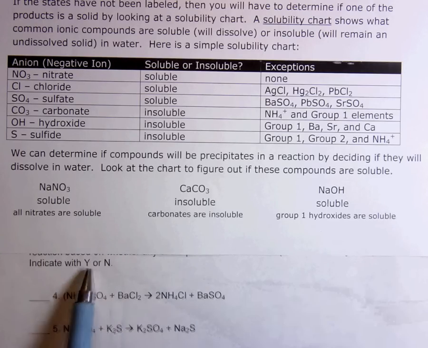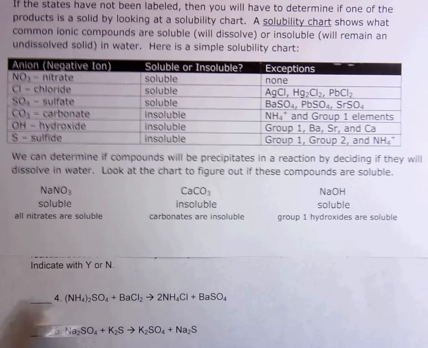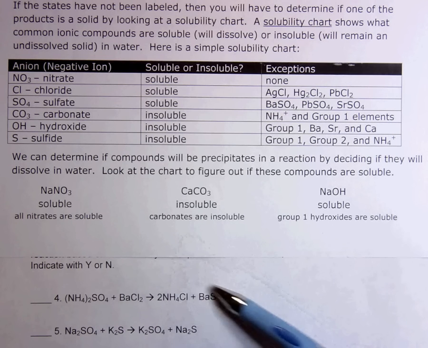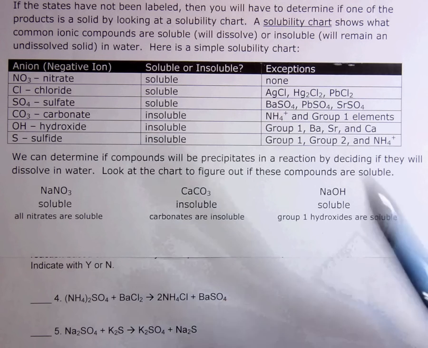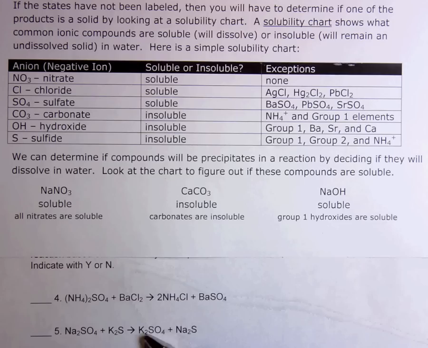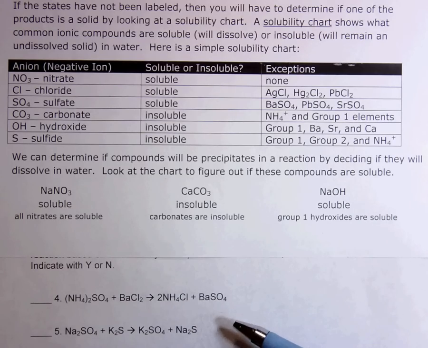So I can put a Y for yes, it is a precipitation reaction because I know that it did form a solid. Do the same thing for the rest of these. Look up your two products and determine, is it soluble or insoluble. Soluble you'd label with AQ, and insoluble you would label with S.